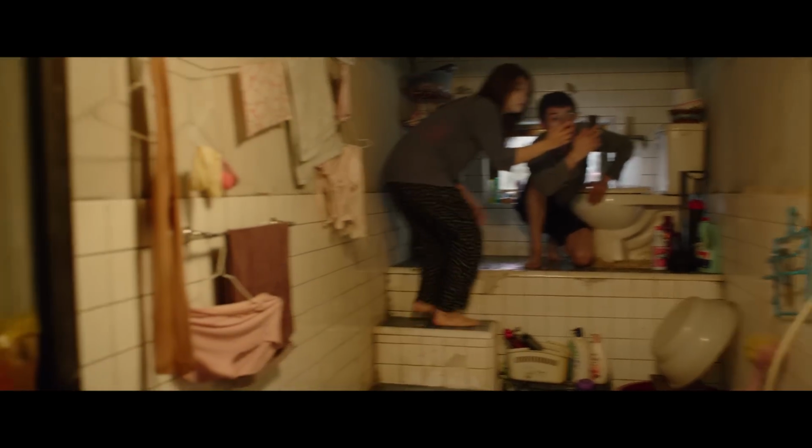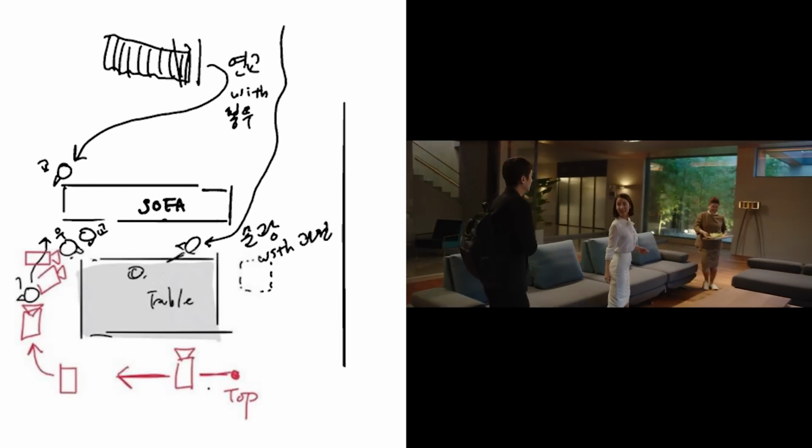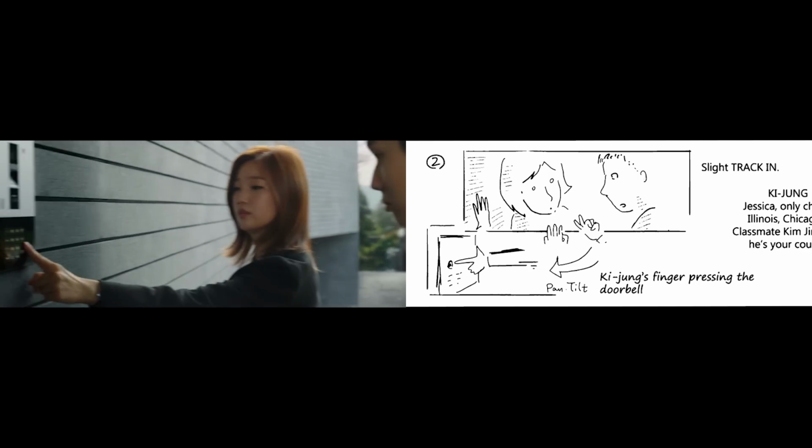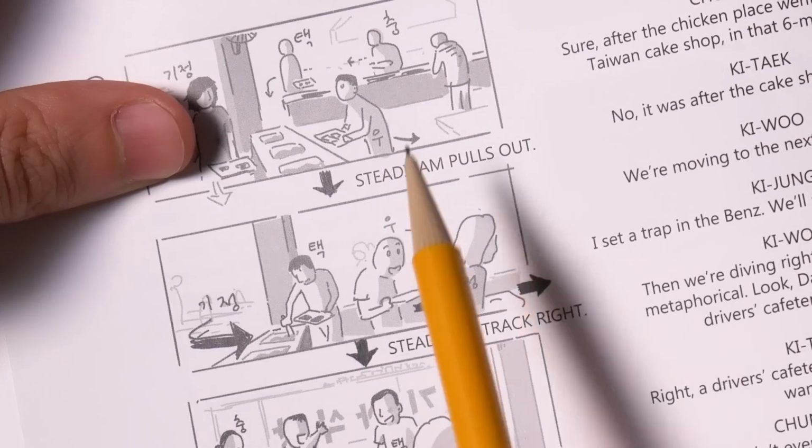In Parasite, Bong's camera is almost always moving. This movement and how it should be done is all laid out in the storyboards. Don't just stop at drawing an arrow that shows the camera moves. Give detail about how that zoom is going to be done.